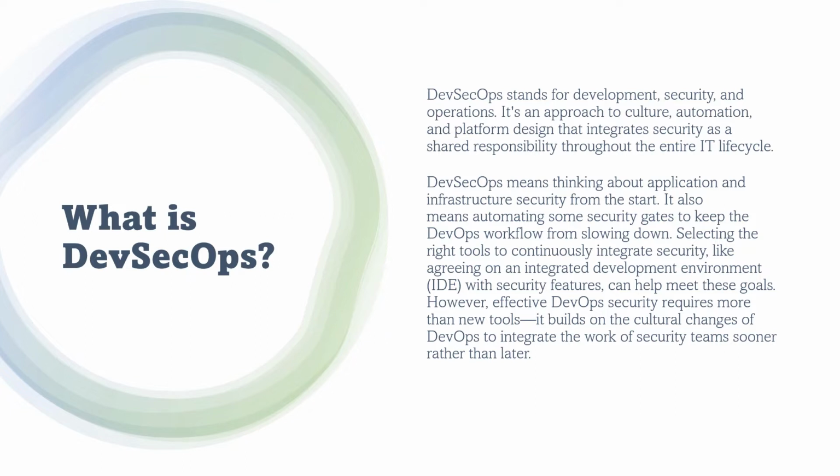Selecting the right tools to continuously integrate security, like agreeing on an integrated development environment (IDE) with security features, can help meet these goals. However, effective DevOps security requires more than new tools. It builds on the cultural changes of DevOps to integrate the work of security teams sooner rather than later.